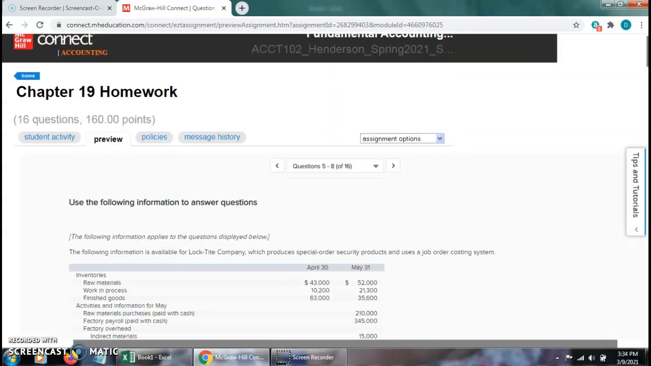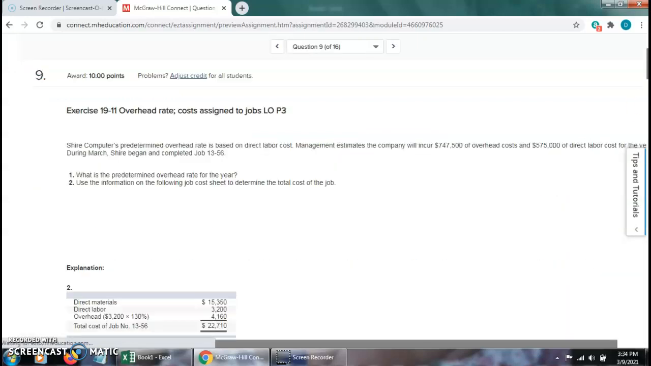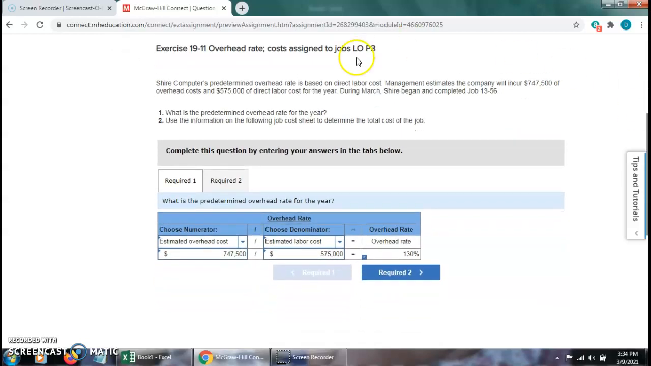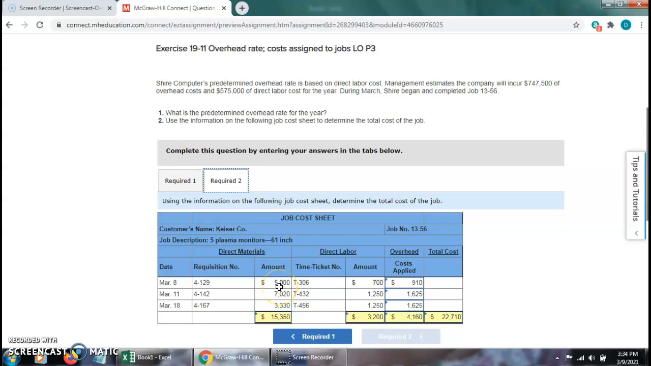All right. So let's come over. Let's look at number 9. So again, calculate what's our predetermined overhead rate for the year. We take our total estimated overhead cost divided by our total allocation base, gives us our overhead rate. And then what is the total cost of the job? Well, the total cost of the job is going to be equal to our materials plus our labor plus our overhead. So basically in every single situation, right over here, right?